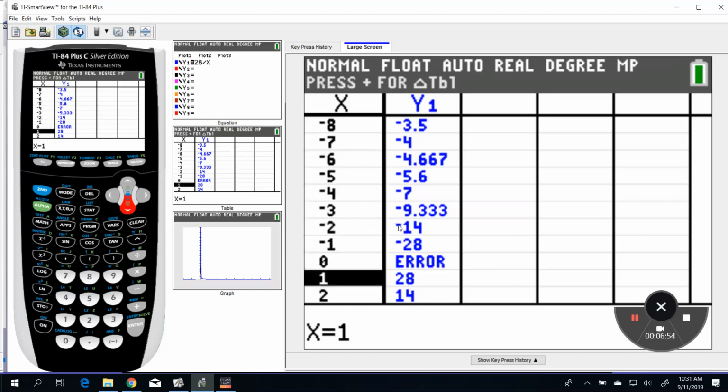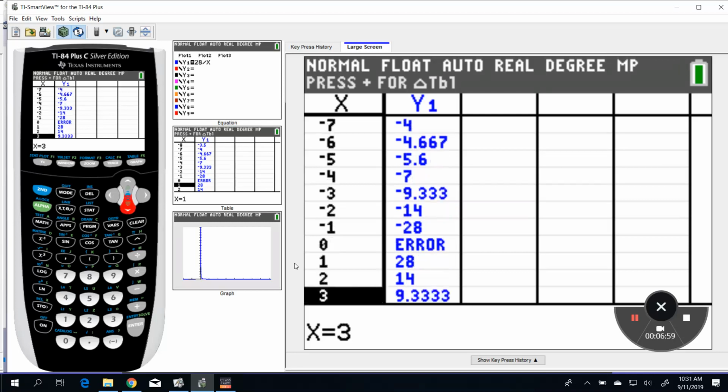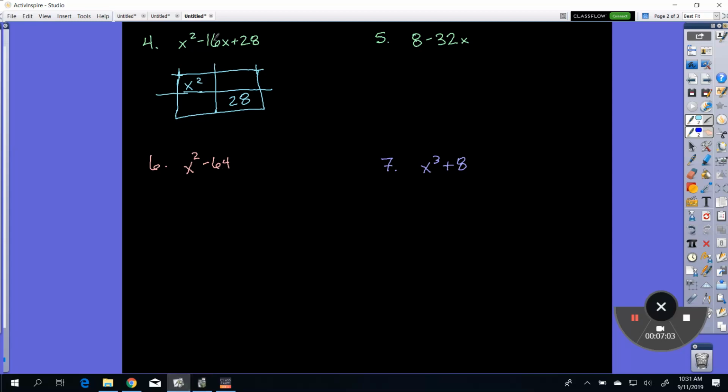So negative 2 and negative 14, that makes negative 16, right? Or positive 2 and positive 14 make positive 16. So I just need to look in the middle. It was a negative 16, so it needs to be a negative 2 and a negative 14.